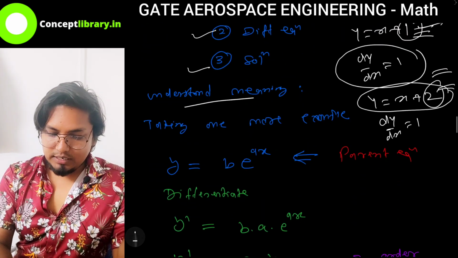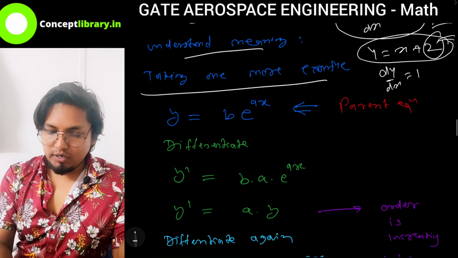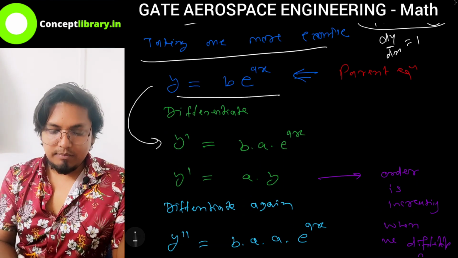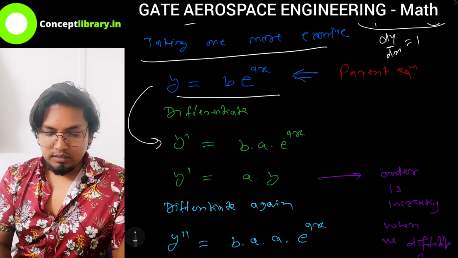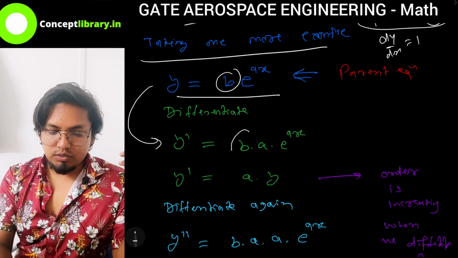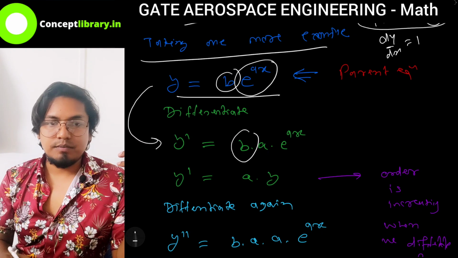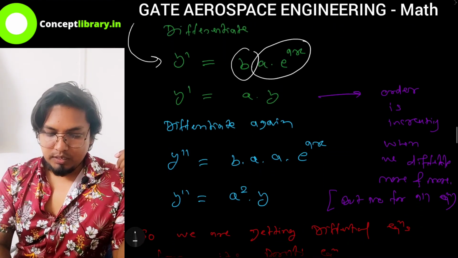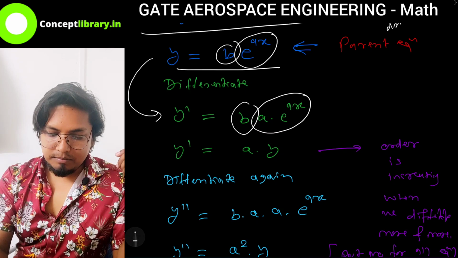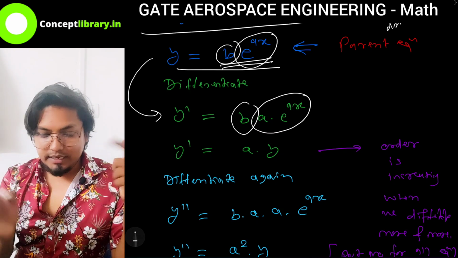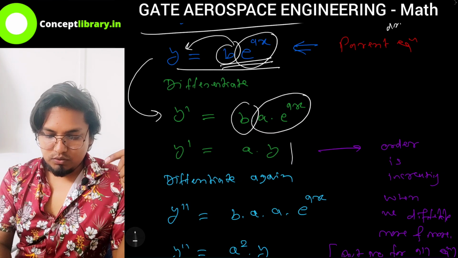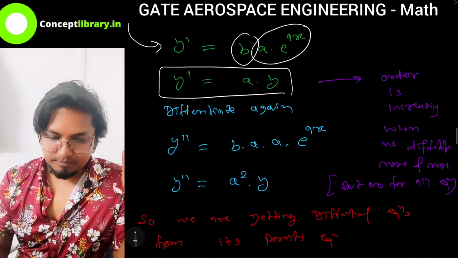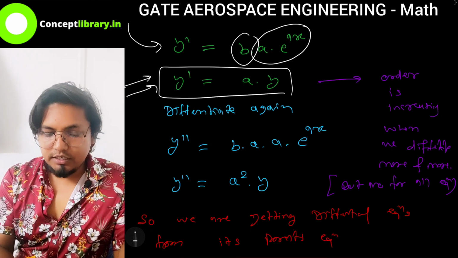So understand the meaning. Taking more examples, suppose I have y is equal to b into e power ax. Differentiate one time, y dash means dy by dx. This b is constant, so leave it as it is, e power ax. So a into e power ax will come when we differentiate. Again, this b times e power ax I can replace with y. So now my equation will look like y dash is equal to a into y. Okay. You have differentiated one time.